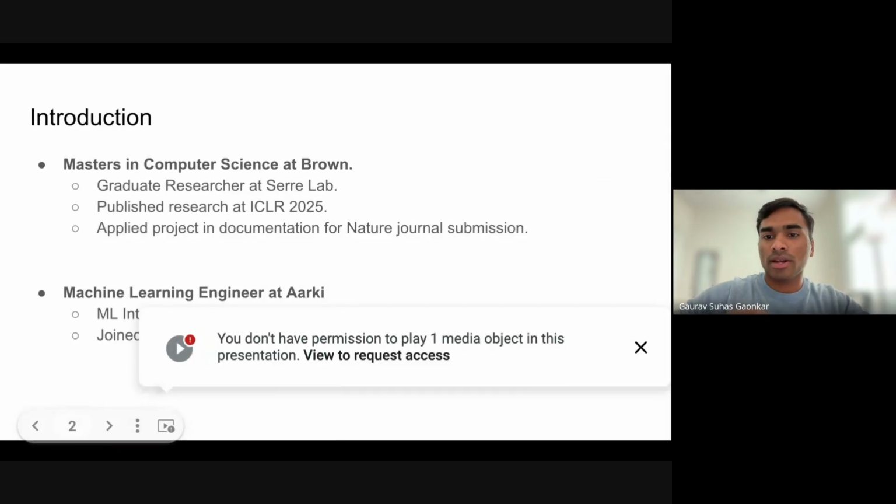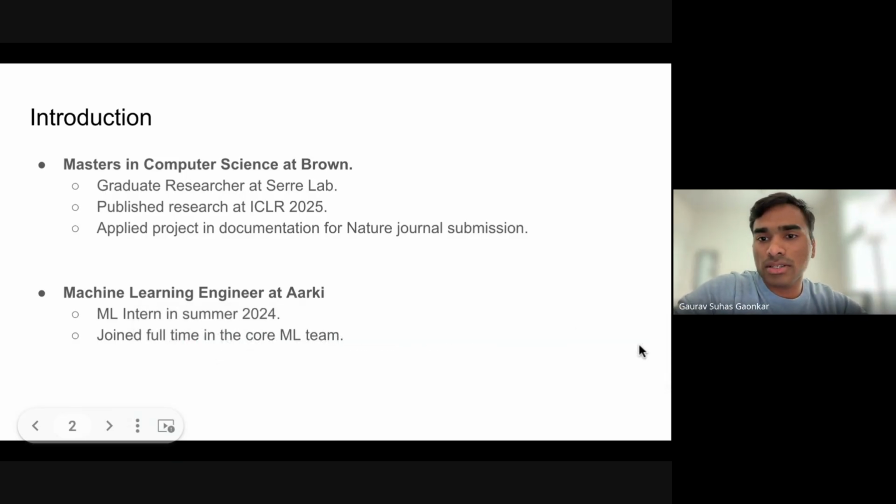A bit about my background. I know Arya has done a really good job, but still, a bit about my background here. I completed my master's in computer science at Brown. And throughout my master's, I was working as a computer vision and visual perception graduate researcher at Serre Lab. Here in this lab, I was able to contribute to meaningful research projects that led to publications in ICLR 2025. And currently, one of my applied projects is in the documentation stage for Nature Journal submission.